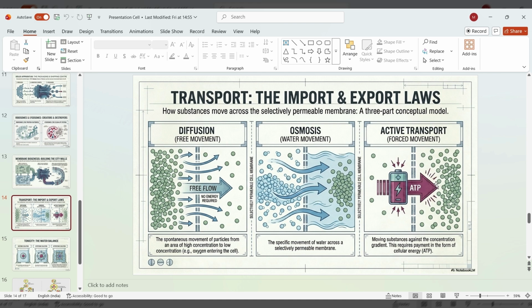So if anything goes from lower to higher, energy is required. Again, that is in the form of ATP. ATP is the final energy currency of the cell, formed by the mitochondria, that is the powerhouse of the cell. Okay, so this is all about diffusion, osmosis, and active transport. There is an example of active transport.